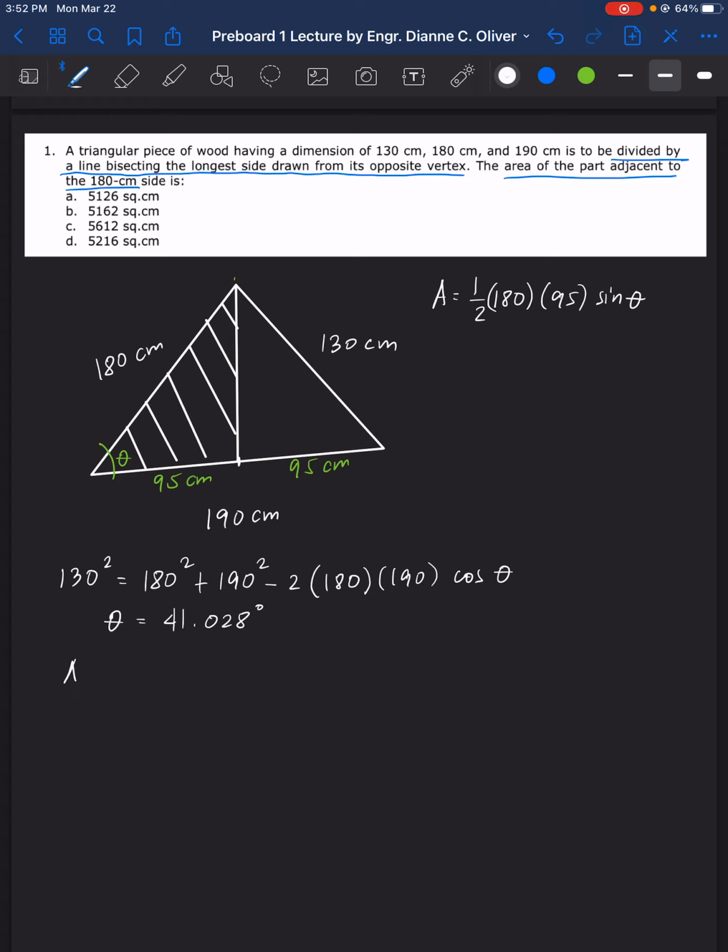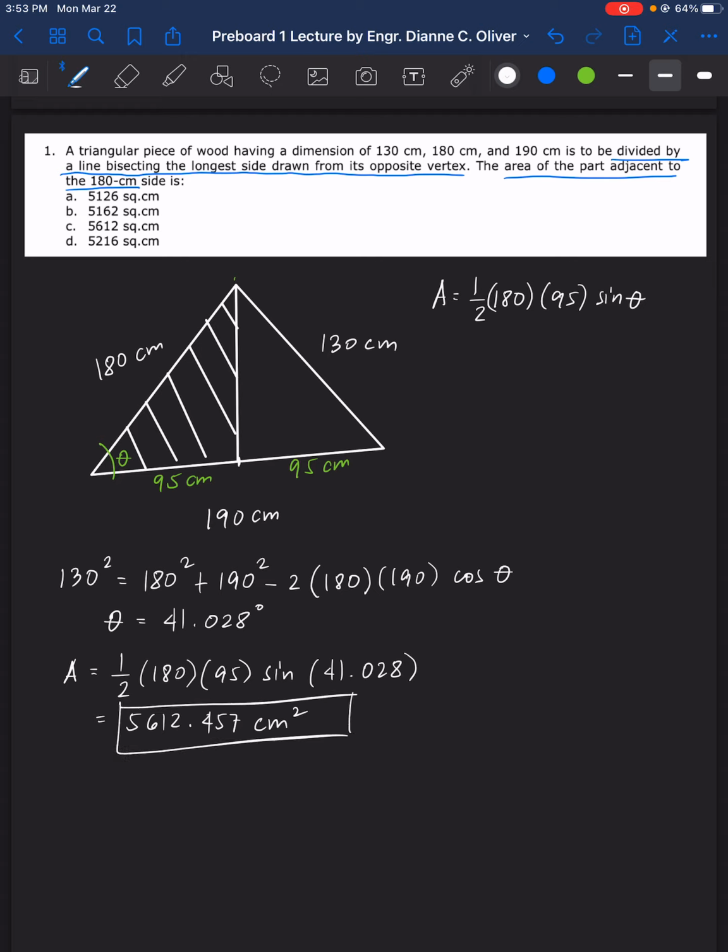Therefore, since we have now theta, A is equal to 1/2 times 180 times 95 times sine of 41.028. Therefore, the area here is equal to 5,612.457 square centimeters. So the correct answer is letter C, 5,612. The nearest answer is C.